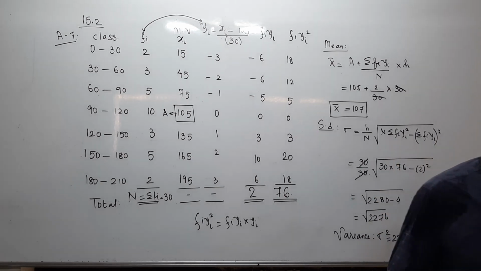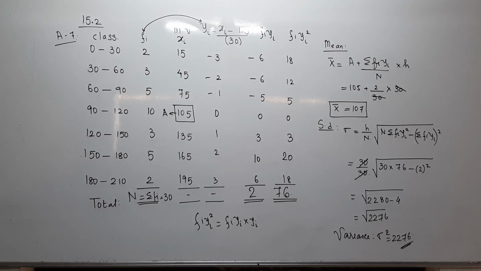Students, we are told to find variance. So whatever standard deviation we get, if we square it, then we get variance. So variance of the given frequency distribution is, students, 2276. This is the answer of variance.